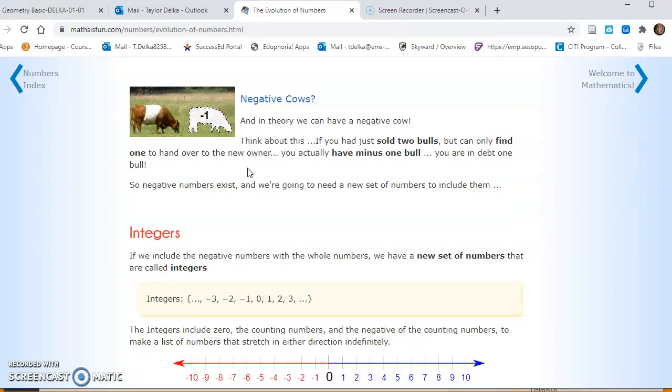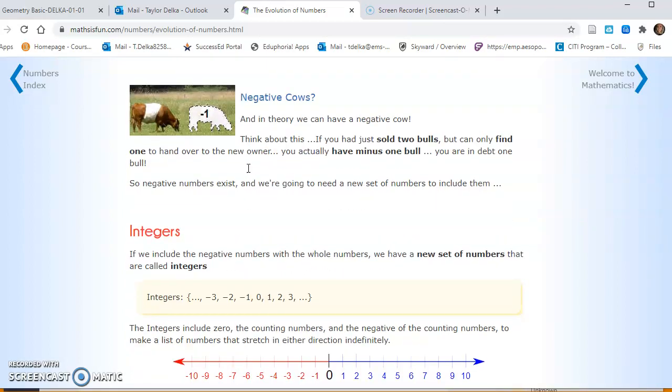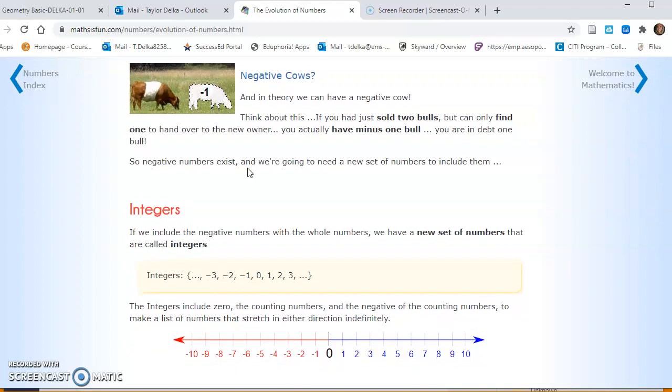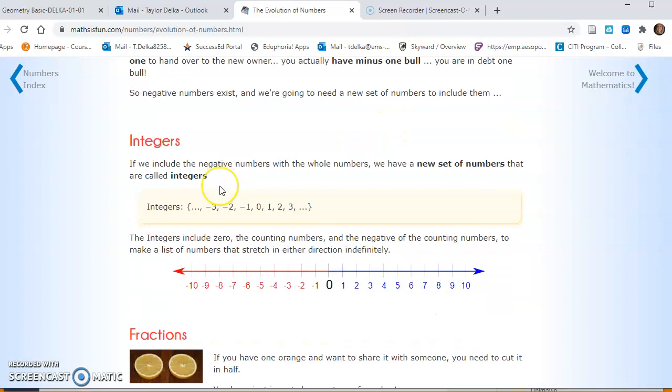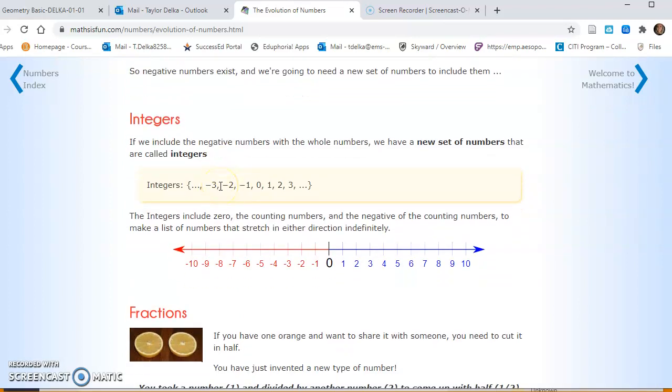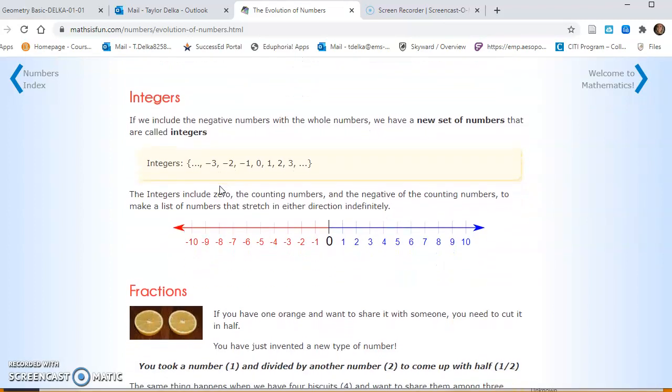Negative cows. And in theory, when we have a negative cow, think about this. If you just sold 2 bulls but can only find 1 to hand over to the new owner, you actually have minus 1 bull. So now you're in debt. Makes sense. So negative numbers exist, so we're going to need new sets of numbers to include them.